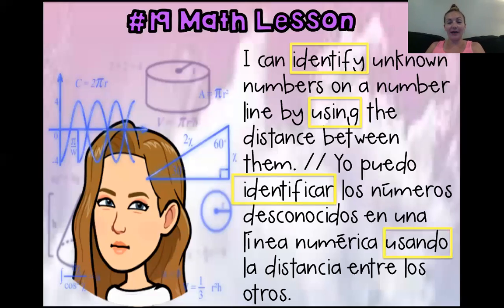So number 19 math lesson, it says, I can identify unknown numbers on a number line by using the distance between them. Yo puedo identificar los números desconocidos en una línea numérica usando la distancia entre los otros. So today, you can already see in the box, we are going to identify. There will be missing numbers on the number line or on the ruler. And we will be using the distance between those numbers to try and figure out the number that's missing.